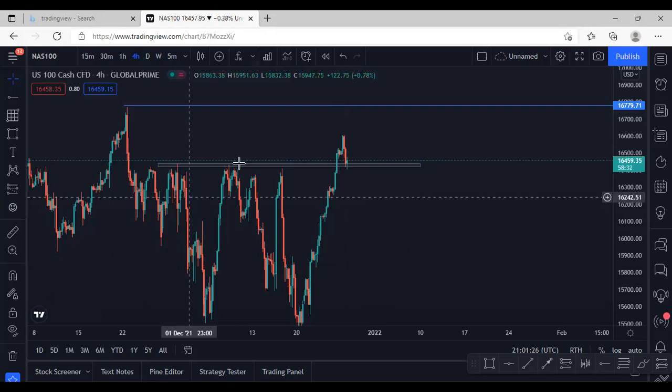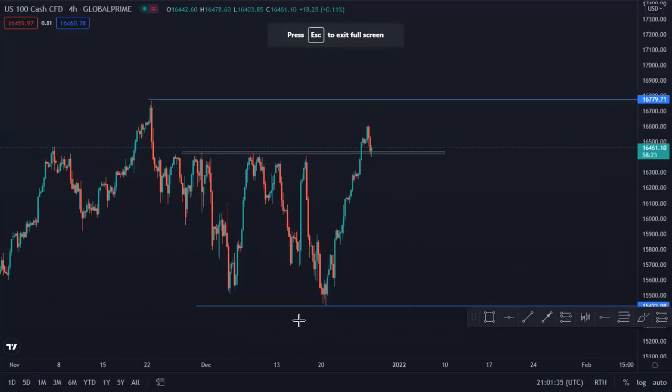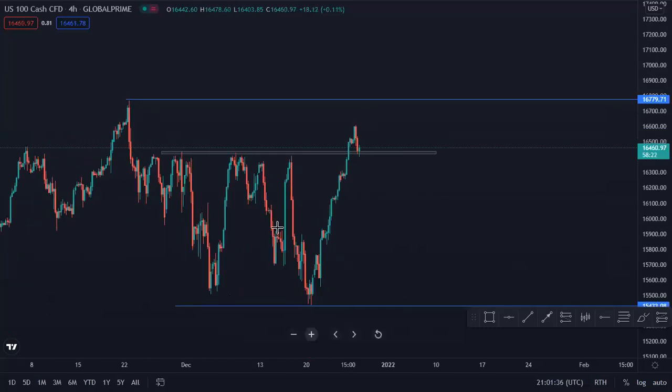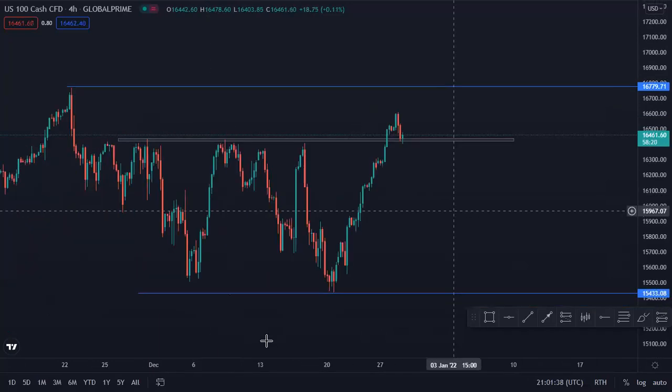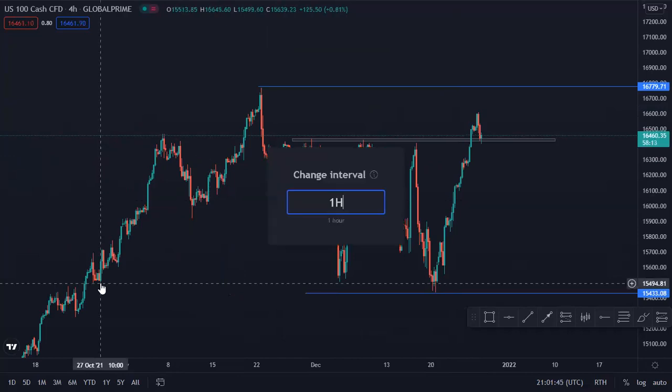So they just enter without waiting for specific confirmations. Even right here, this is not the type of confirmation we enter the market with, but it's still a confirmation. At least it's better than just jumping into the market. But let's jump into the H1 time frame and see what we have.